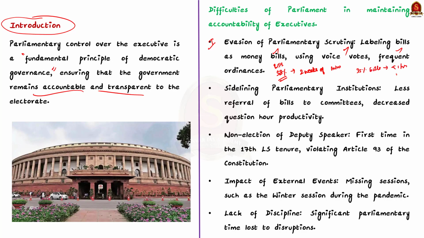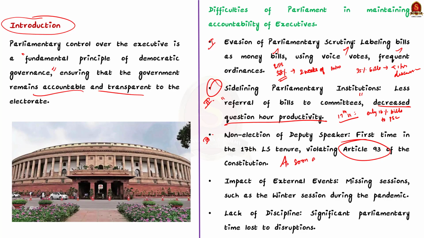Okay. Secondly, sidelining of parliamentary institutions. See, trends such as referring the fewest bills to committees and diminished productivity during Question Hour reduce the effectiveness of parliamentary oversight. Note that the 17th Lok Sabha referred only 16% of the bills to the standing committee for scrutiny. See, this is much lower than the previous tenures. Thirdly, Article 93 of the Constitution requires that Lok Sabha elect a Speaker and Deputy Speaker as soon as may be. This is the first time Lok Sabha did not elect a Deputy Speaker for the entire duration of the 17th Lok Sabha.